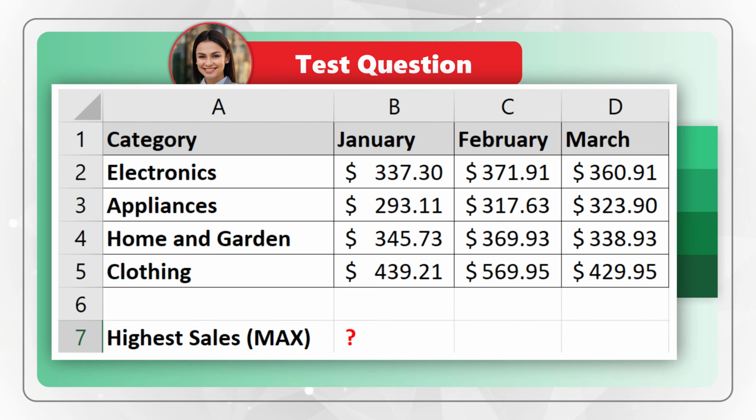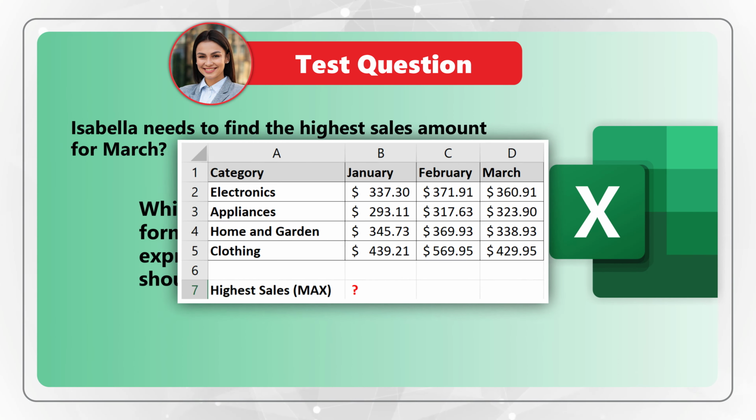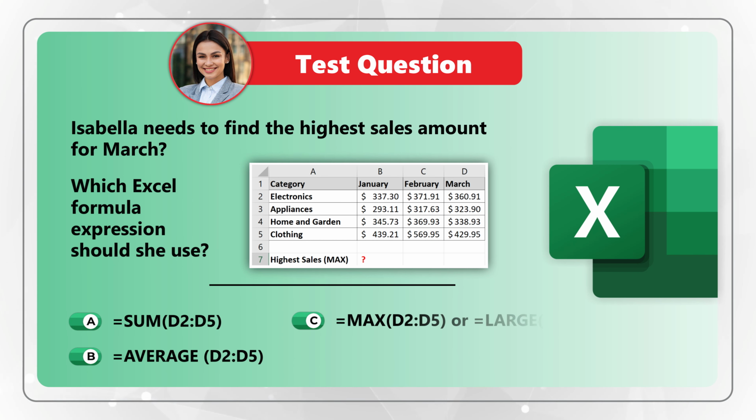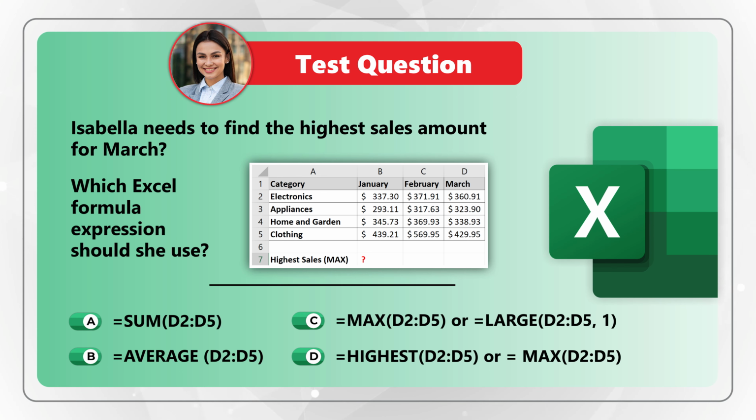You're presented with the data set and 4 possible choices. Choices A, B, C, and D. Take a close look to see if you can come up with the solution.